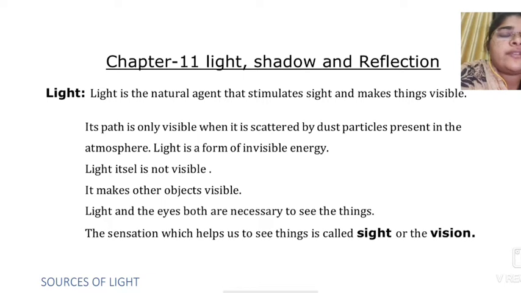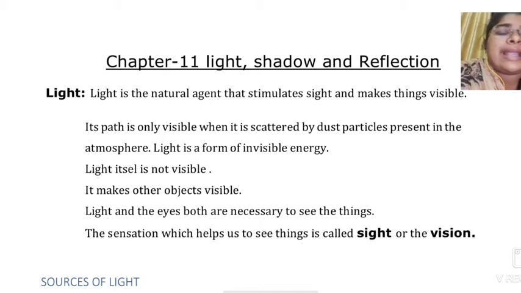Student, today we will revise chapter 11, light, shadow and reflection. So student, do you remember the meaning of light? We already learned about that. Light means the thing through which we can see anything, and anything is visible. We also learned about shadow and reflection. So first we revise the topic light.